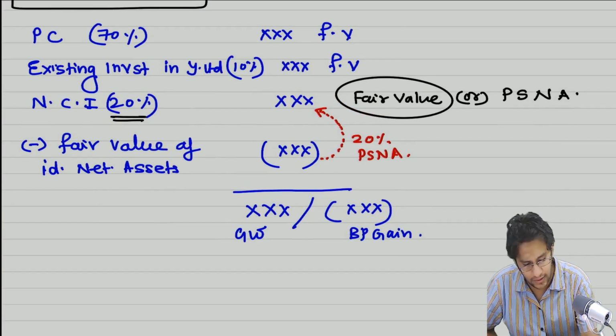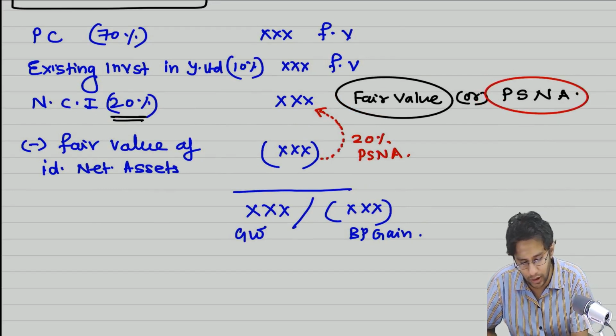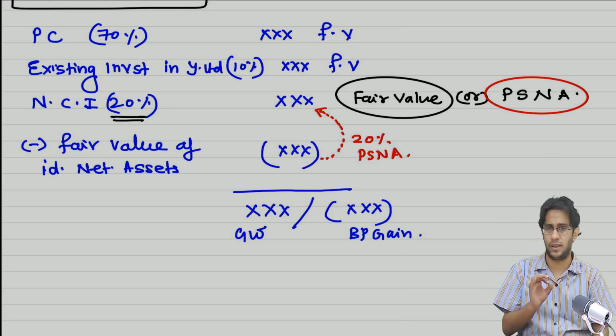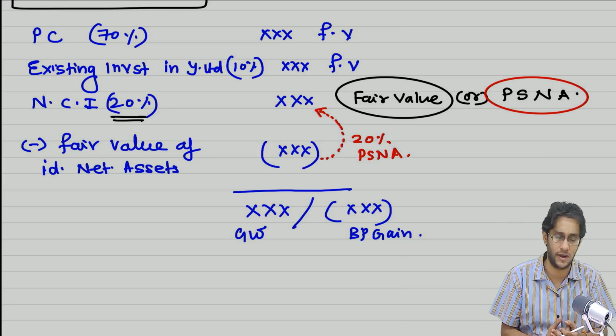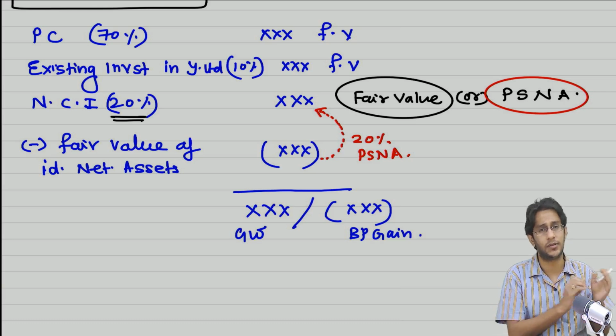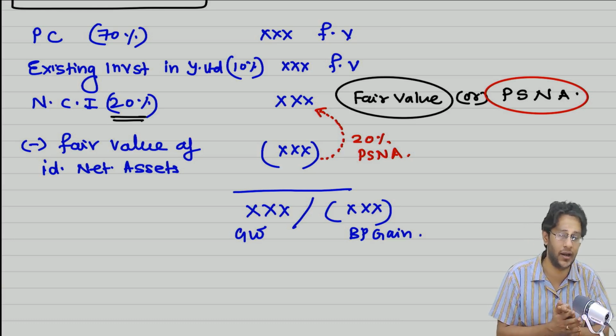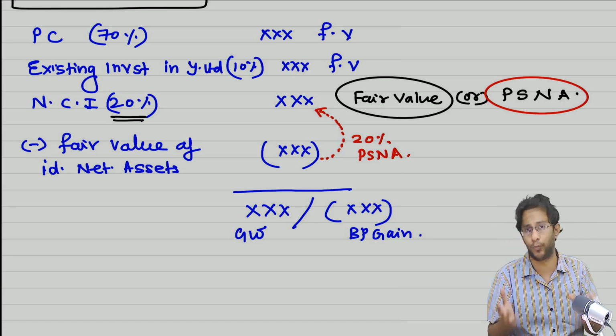But you must understand, this NCI choice, fair value or PSNA, you will have only on the date of acquisition, only on the first day. Once you decide one choice, hereafter on every consolidation date, NCI should not be fair valued. Only subsequent profit share we will add. There is no subsequent fair valuation of NCI because NCI is an own equity item from the group point of view.